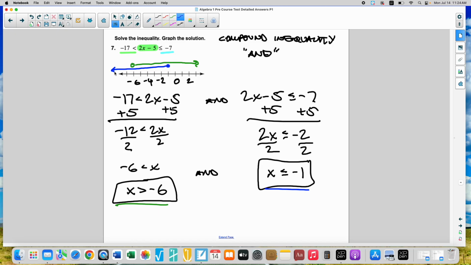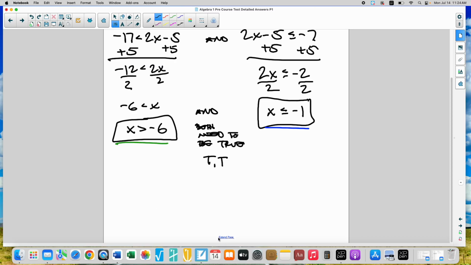Now the question is, where is it true, true? Both need to be true. And I call that the true, true. So it's true for blue, but false for green. Right at this intersection, it's false for green, true for blue. But right here, it's true for both. And now it's only true for green, but false for blue. So that's going to look like this graph.